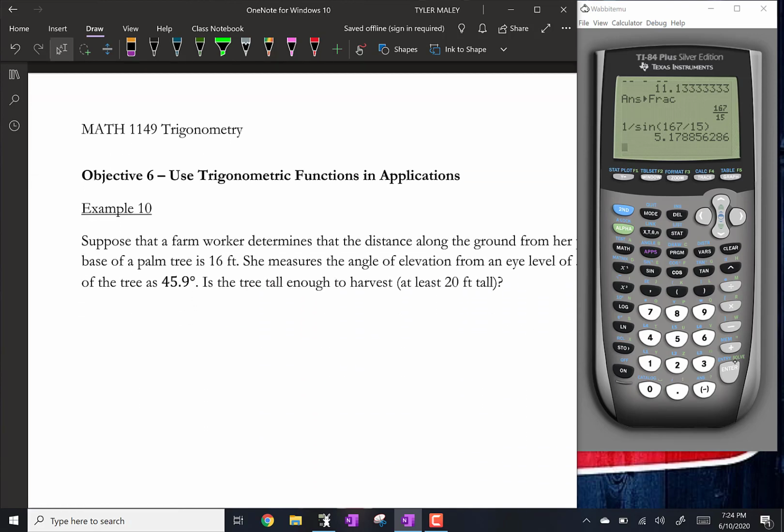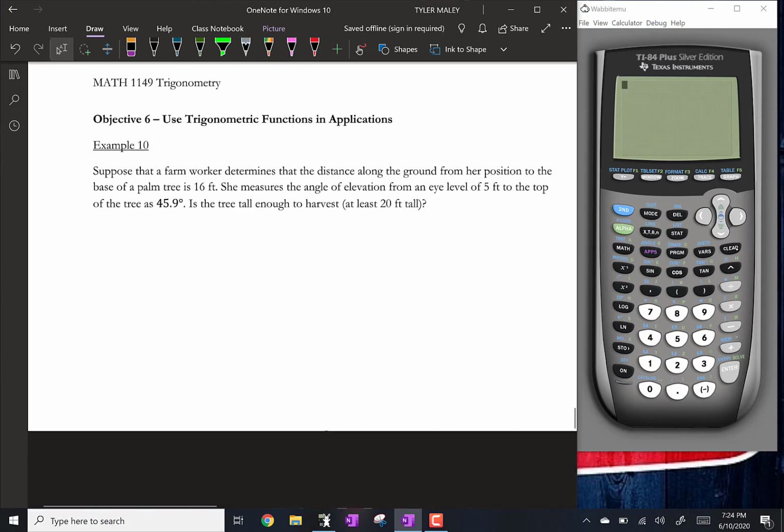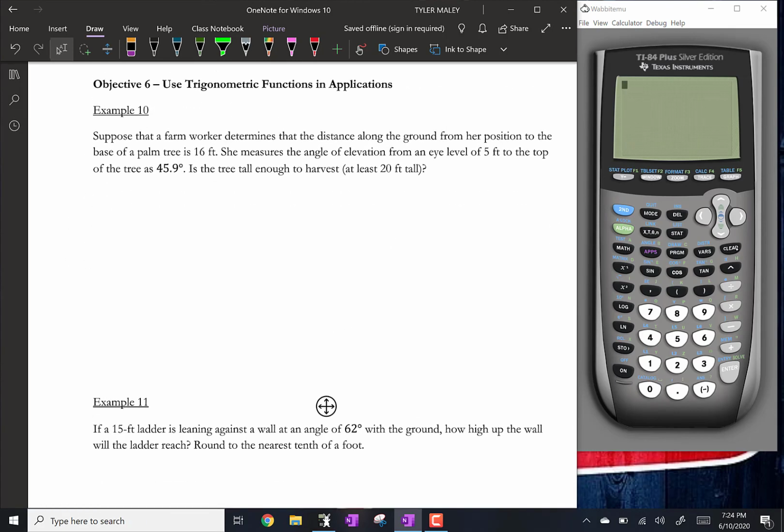All right, so we're ready for the last objective in this section, which is using trigonometric functions in some applications. So I have three examples for us to work through. So example 10. Suppose that a farm worker determines that the distance along the ground from her position to the base of a palm tree is 16 feet. She measures the angle of elevation from an eye level of 5 feet to the top of the tree as 45.9 degrees. Is the tree tall enough to harvest? Is it at least 20 feet tall?